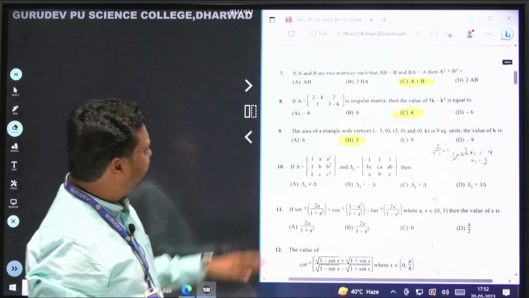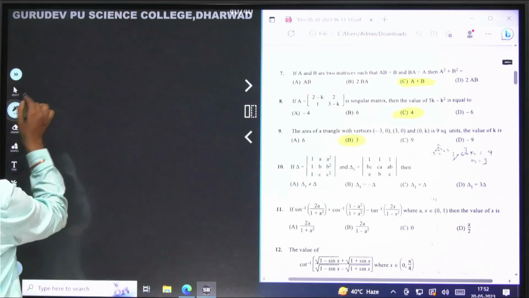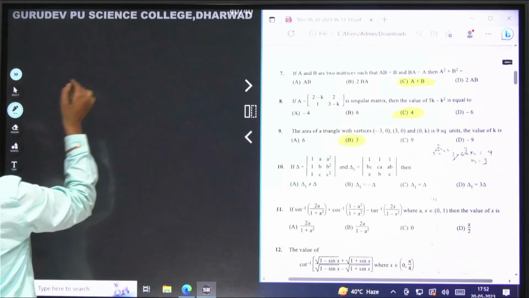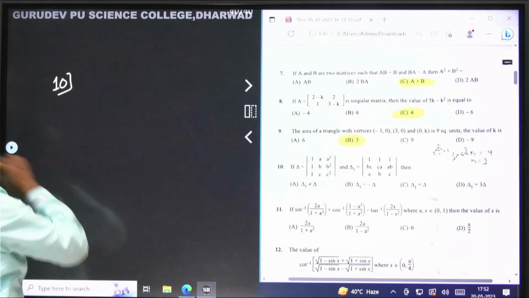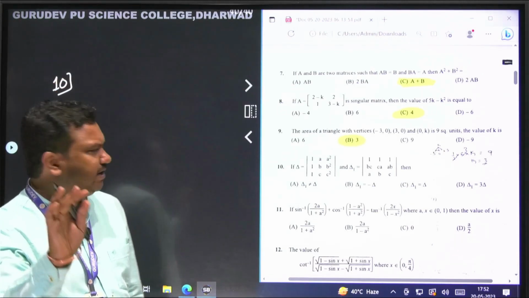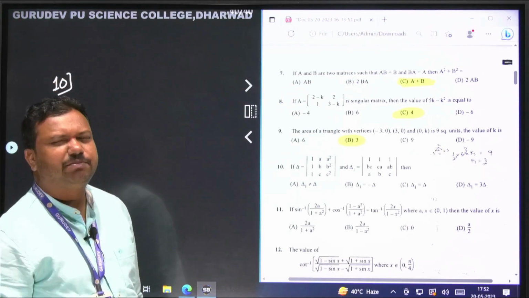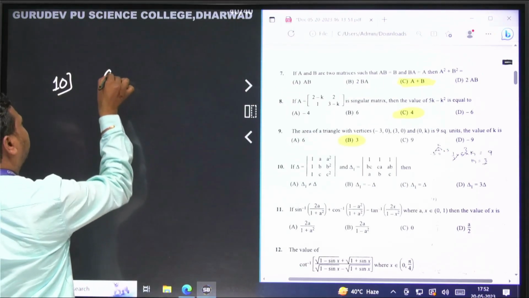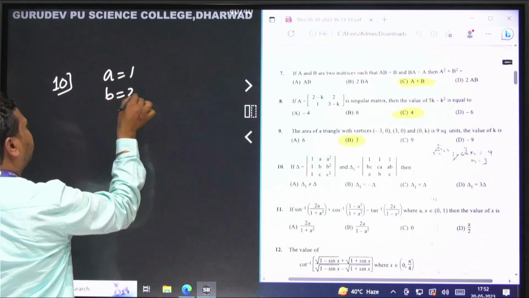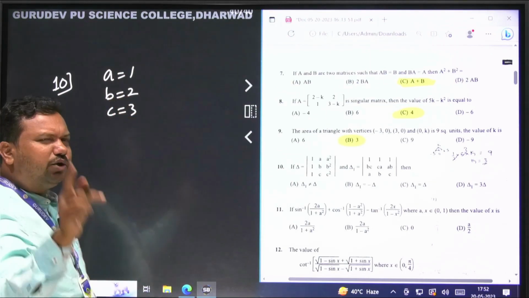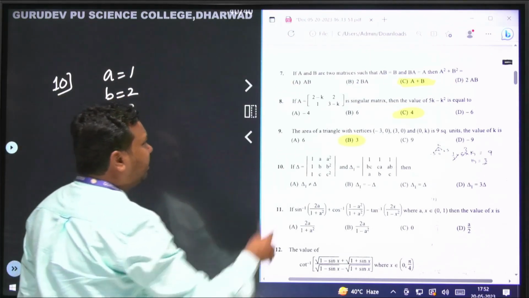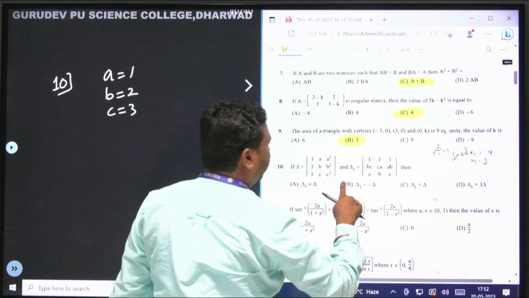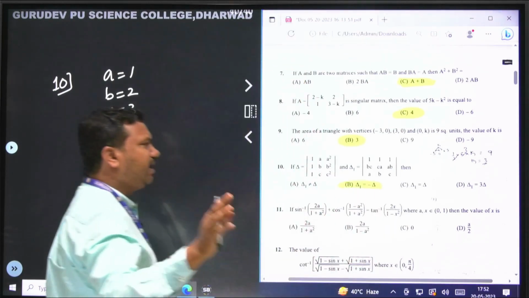Done. So let me go for the 10th one. Yes, for the 10th case, again one of the beautiful problems. So we have delta, a determinant, and delta 1, another determinant. My dear students, this problem can be easily solved by choosing a is equal to 1, b is equal to 2, c is equal to 3. If you calculate, you will get delta 1 is equal to minus of delta.